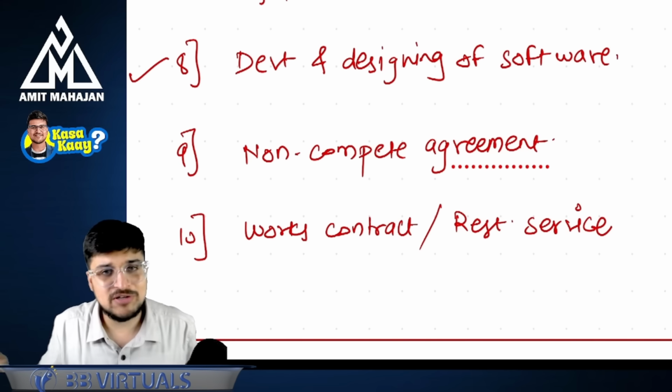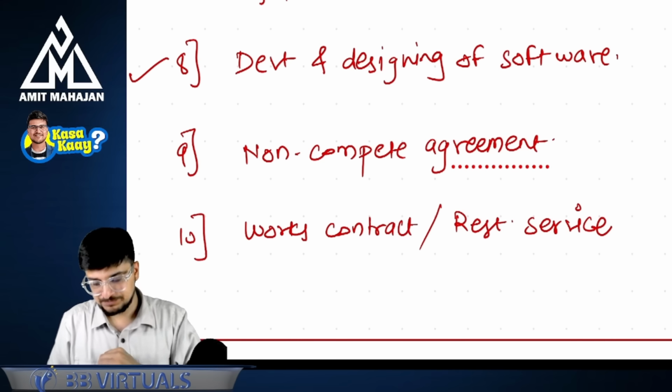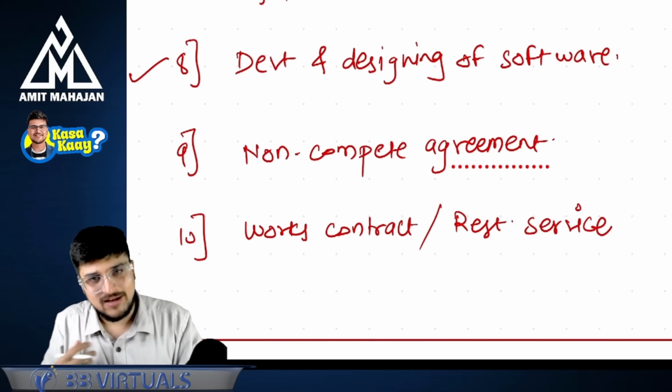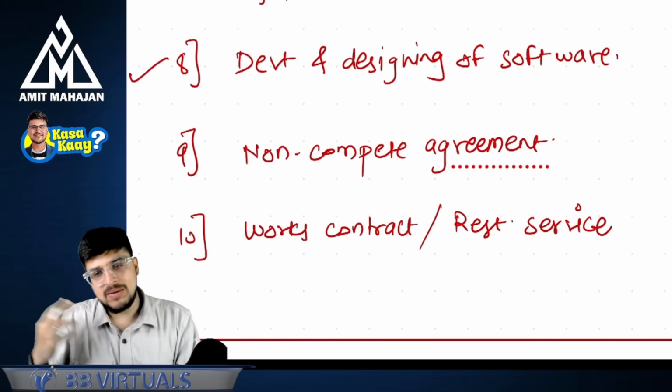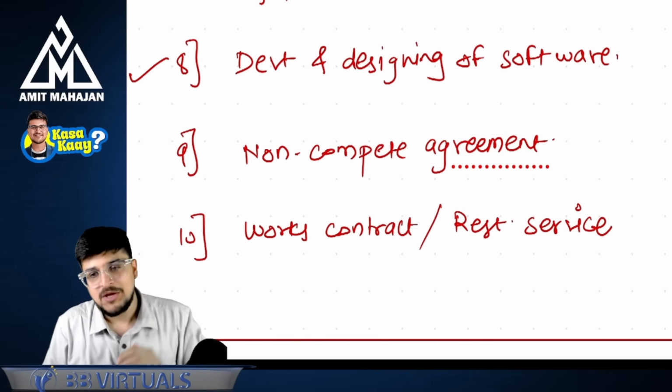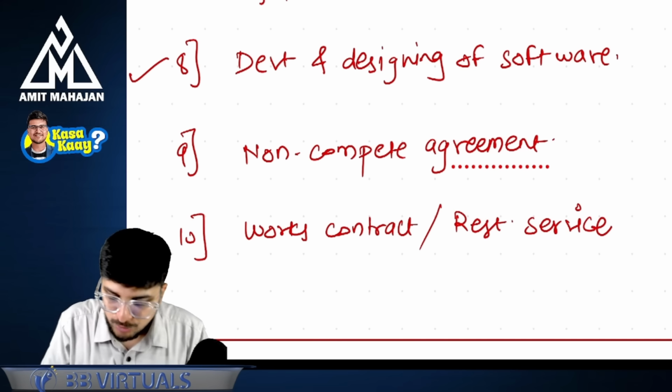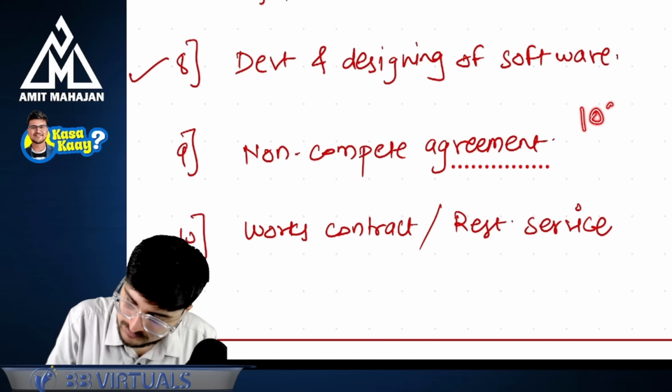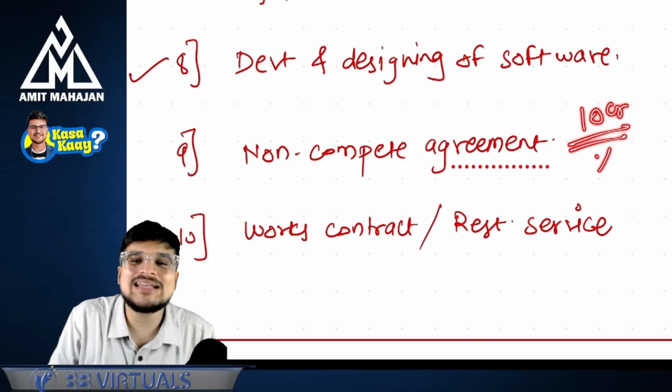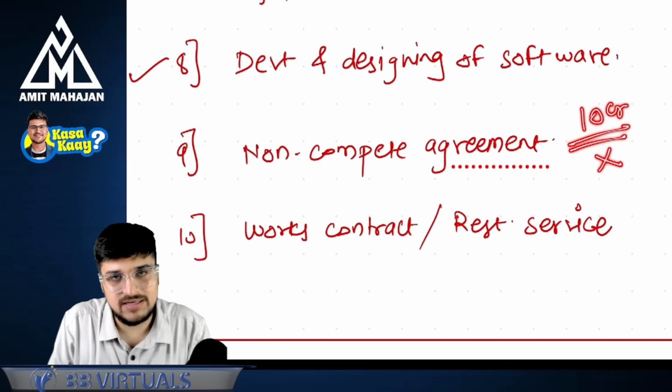Non-compete agreement. I will give you a simple example. I always give this example. Now, I teach DT as well. Now, BB sir also teaches DT. BB sir has given me 10 crore rupees for not teaching DT.